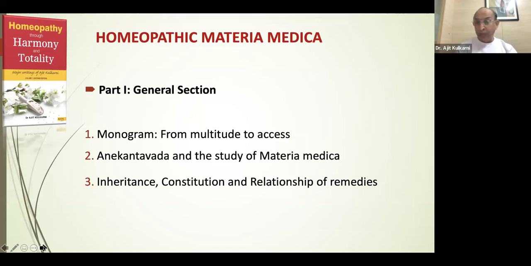Anekantavad and the study of Materia Medica. This is a Jainism principle. This has been correlated with the study of the Materia Medica. This article was liked by the World Jain Association so much that they kept it on their website. Then there is an article on inheritance, constitution, and relationship of remedies. So this is about the general section of the Materia Medica, mostly philosophical, with some illustrations also.